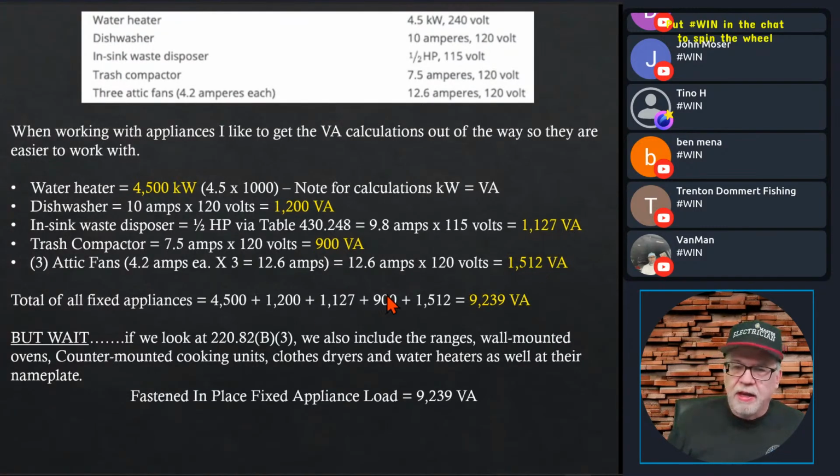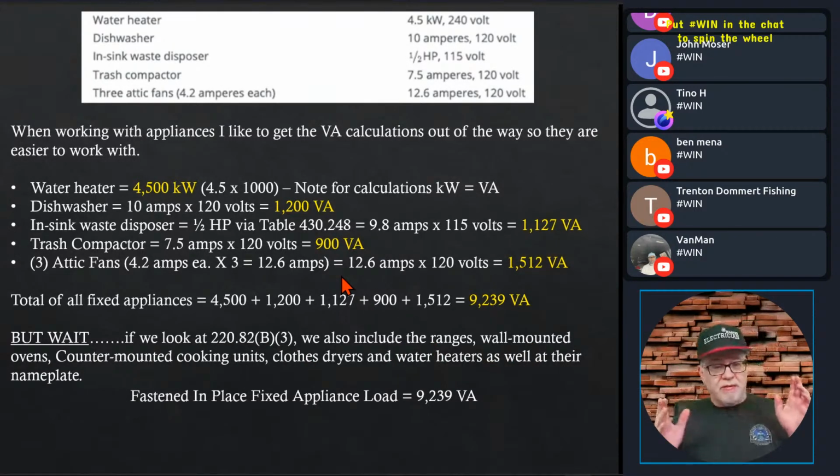So, okay, there. Now add all these up. Okay, I'm going to add them up together. Okay, 4,500 plus 1,200 plus 1,127 plus 900 plus 1,512. And that is 9,239. Okay. But wait, if we look at 220.82(B)(3), we also include the ranges, wall mount.